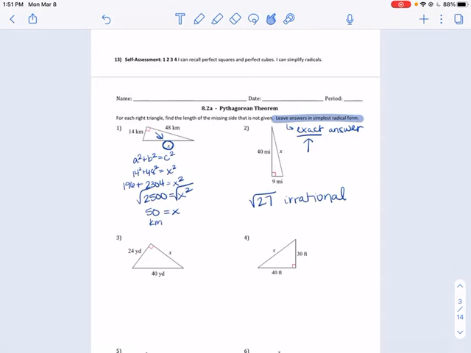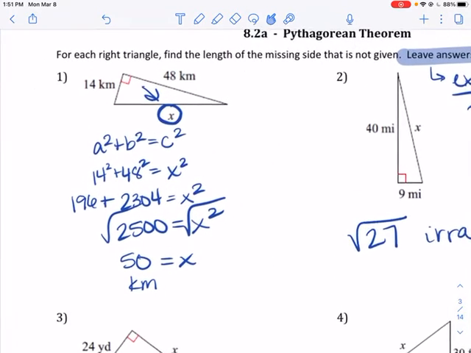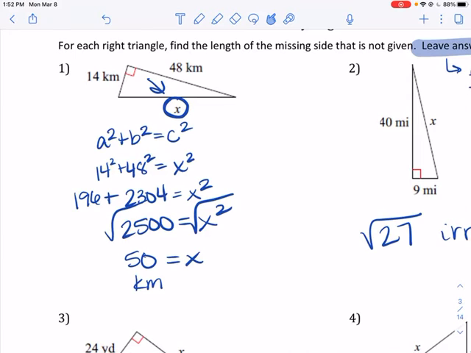So if you have a problem like 1, where 2,500 is a perfect square, it's 50 squared, then you just leave that as your answer. 50 is the answer, done deal.